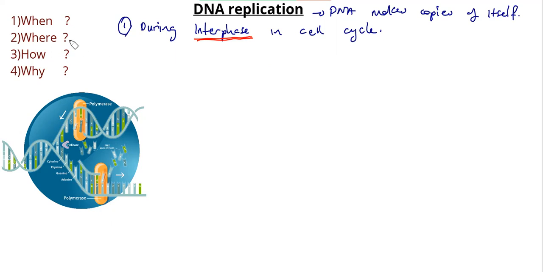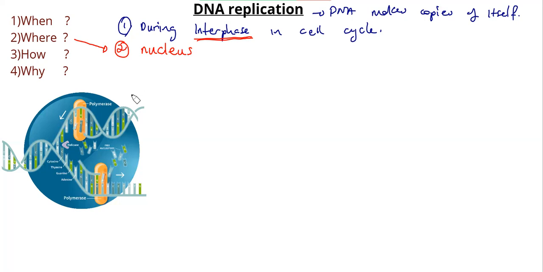Now, where does this actually happen? We know that DNA is in our nucleus, and that's where your DNA replication occurs. So DNA replication occurs in the nucleus. That's where DNA makes copies of itself.